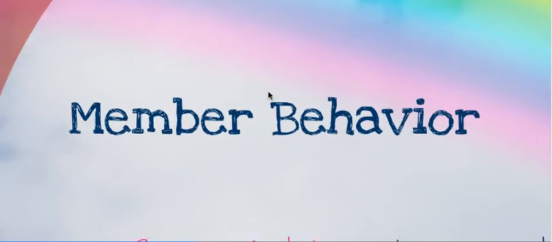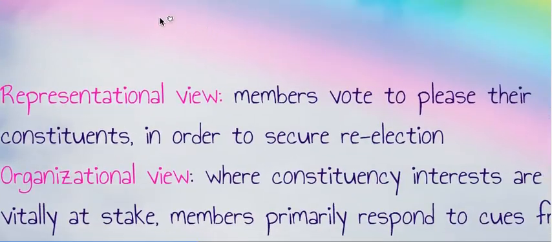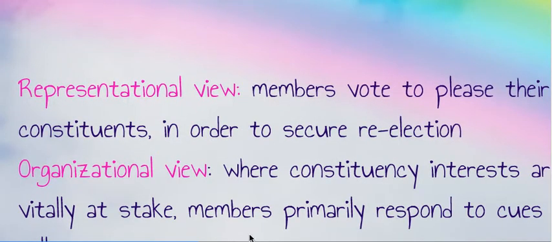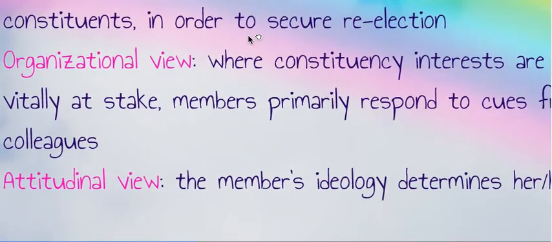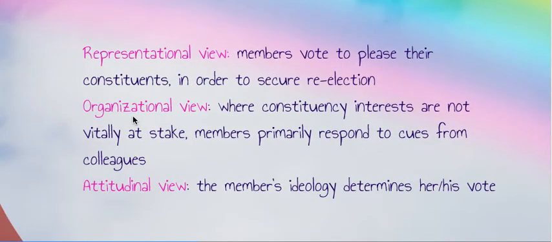All right. How do members vote? Their behavior as far as voting. Okay. The representational view means that members of Congress should vote to please their constituents, how they feel they should be voting. Okay, what do people in my district think? An organizational view: they're going to vote according to their organization or their party, okay? Where constituency interests are not vitally at stake, members primarily respond to cues from their colleagues. That is, information, a cue, given from their colleagues in the same political party.